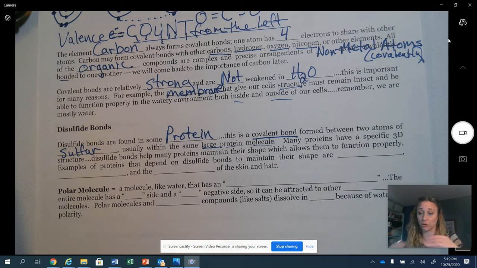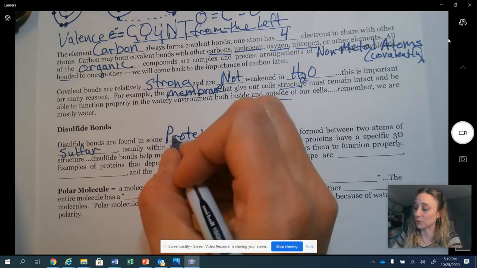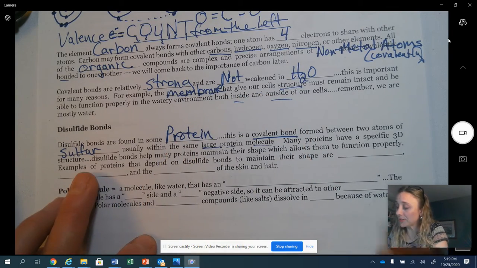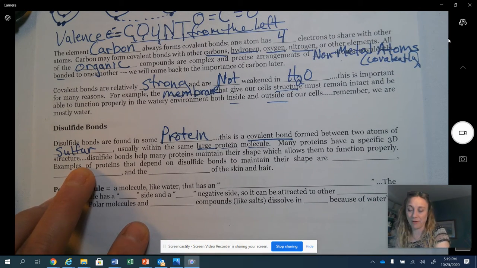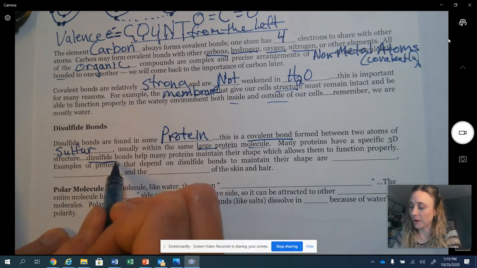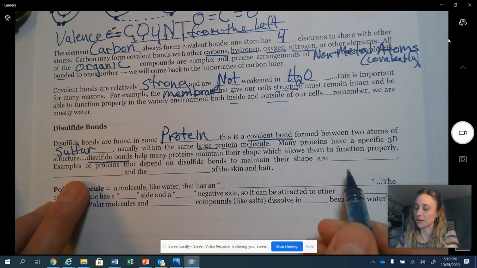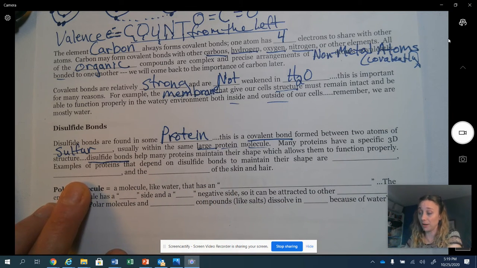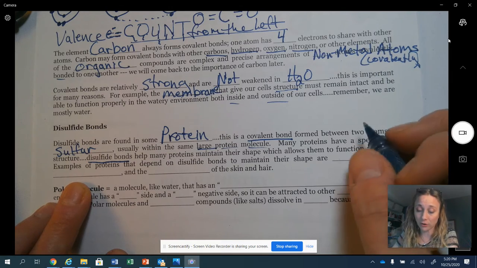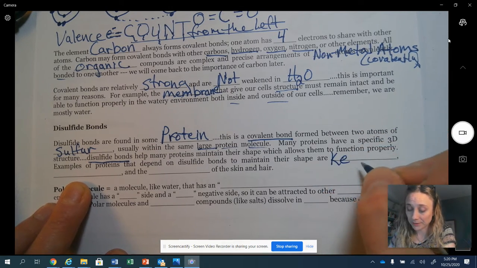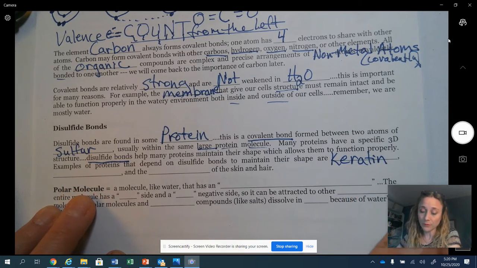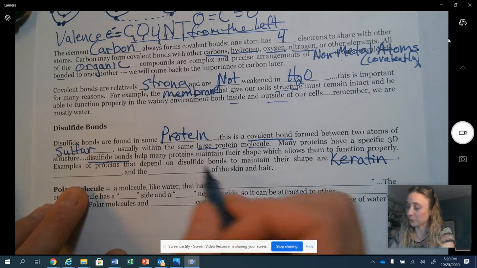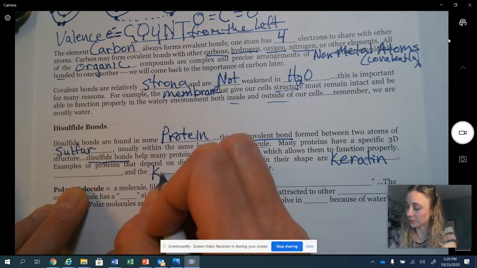Proteins have covalent bonds too, but they only have them laterally or in a line, and this will help make three-dimensional structure, which we'll talk about. Many proteins have that 3D structure specifically so they can function or structurally provide a certain support. And these disulfide bonds are going to help maintain that shape and function. Example proteins that depend on disulfide bonds to maintain their shape are keratin. That's like your calluses and like hair and skin. Here, let me put keratin.